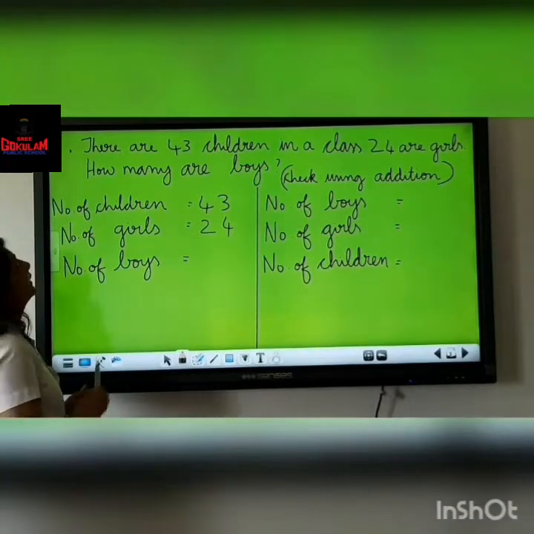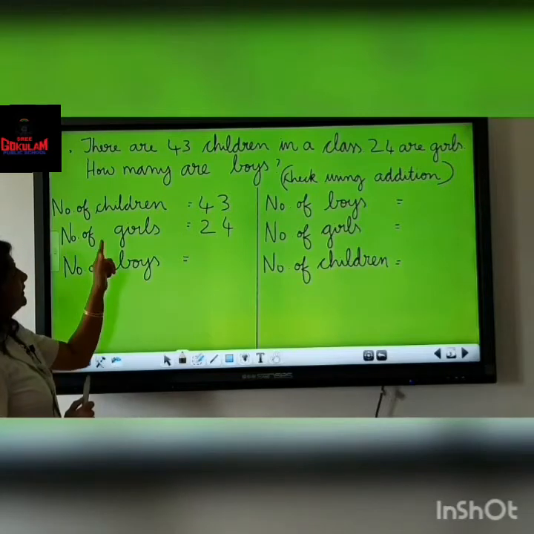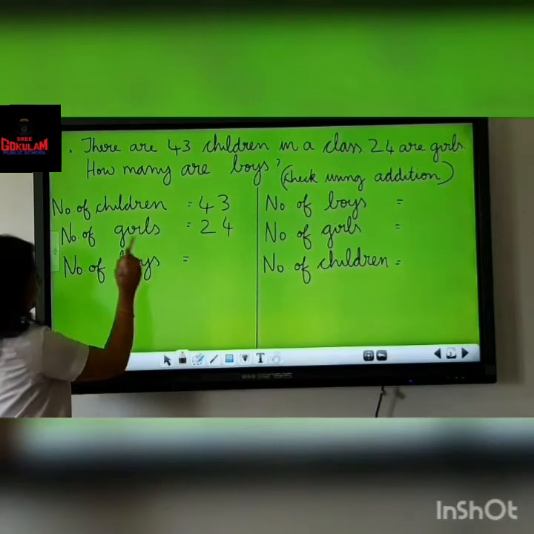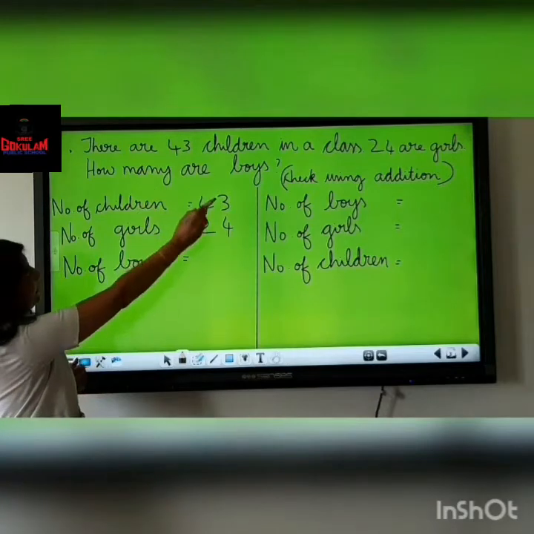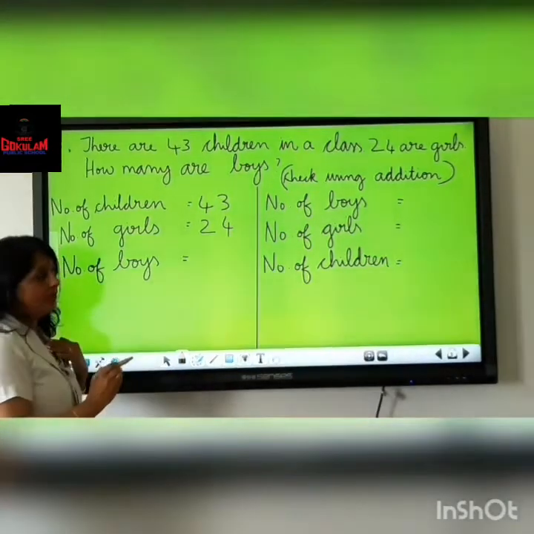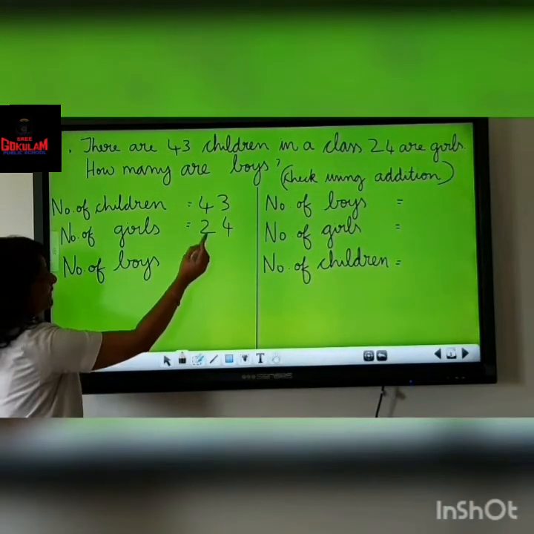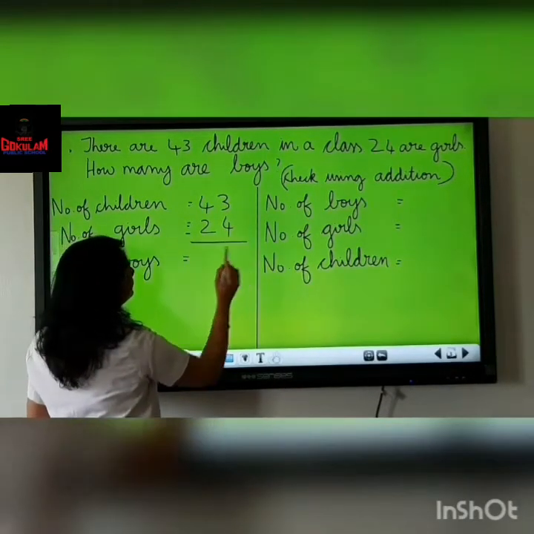Here is the question. There are 43 children in a class. 24 are girls. How many are boys? So, let us write the statements. Number of children, 43. Number of girls, 24. We are supposed to find out how many boys there are. To find the number of boys, we need to subtract 43 minus 24. We will subtract it here itself. So, number of boys is equal to, let us subtract.